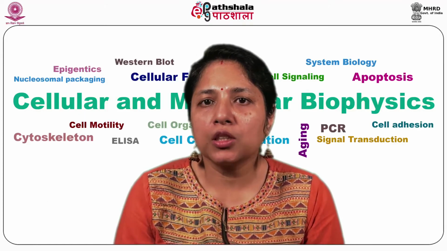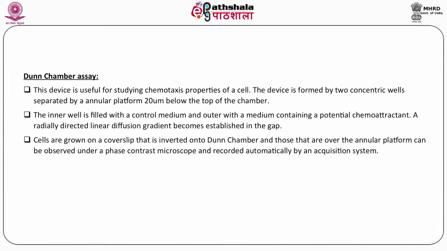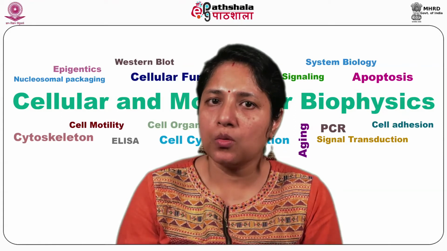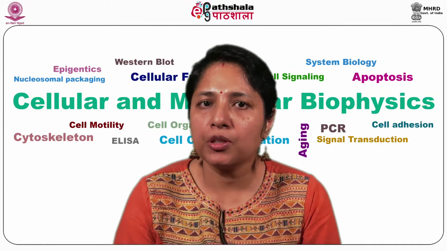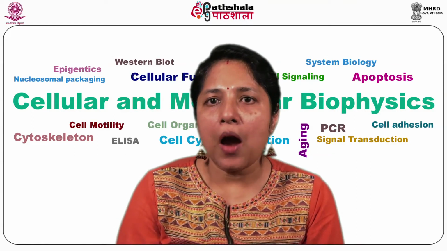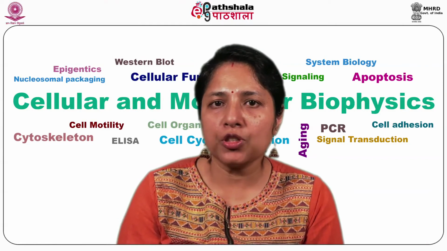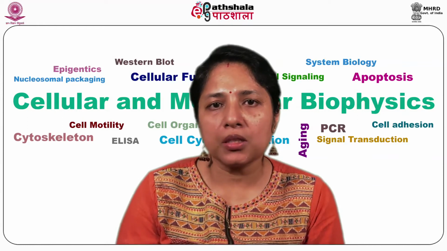The next method is the Dunn chamber assay. This device is useful for studying chemotaxis properties of a cell. The device is formed by two concentric wells separated by an annular platform 20 microns below the top of the chamber. The inner well is filled with a control medium and the outer with a medium containing a potential chemoattractant. A radially directed linear diffusion gradient becomes established in the gap.